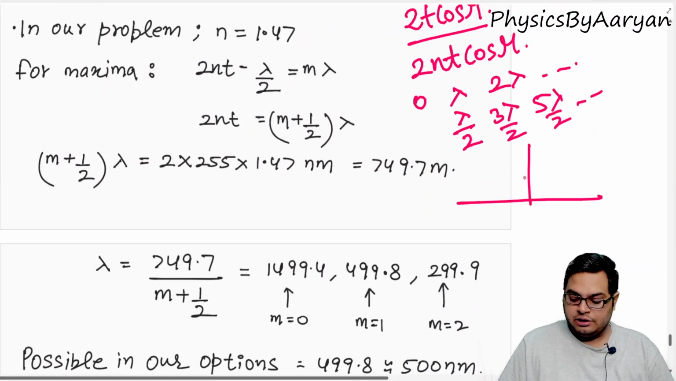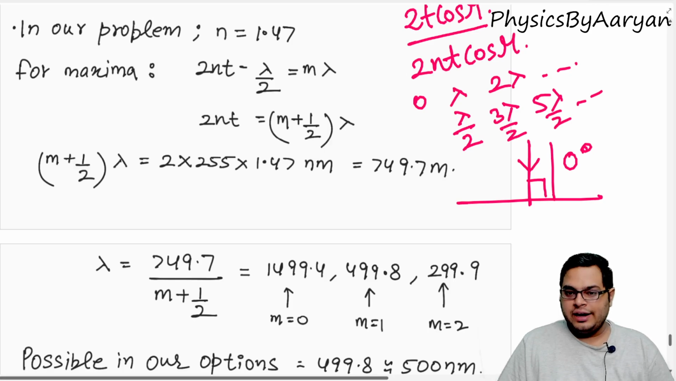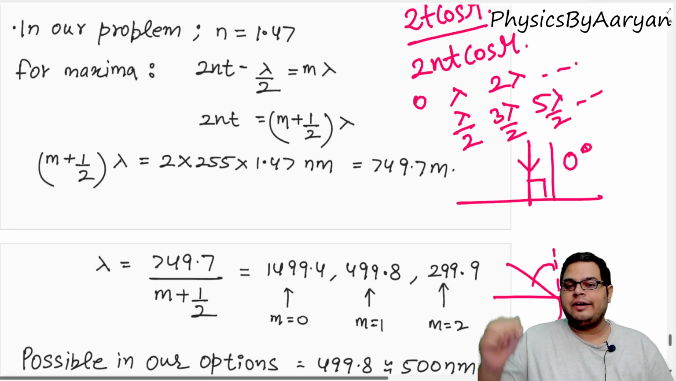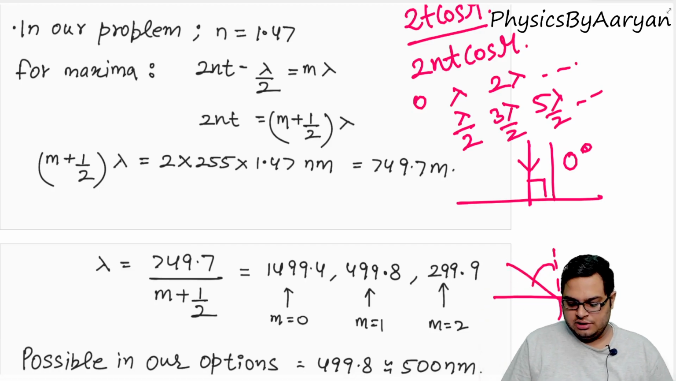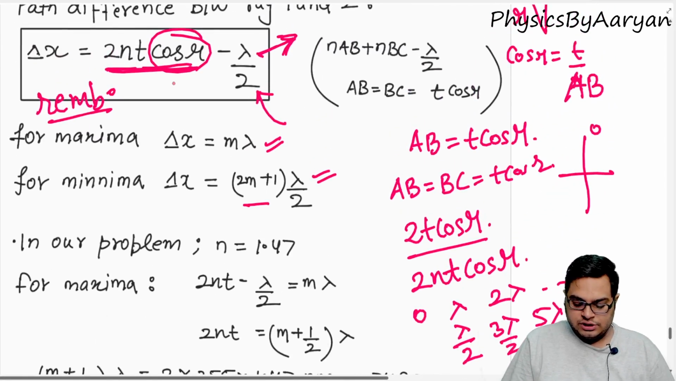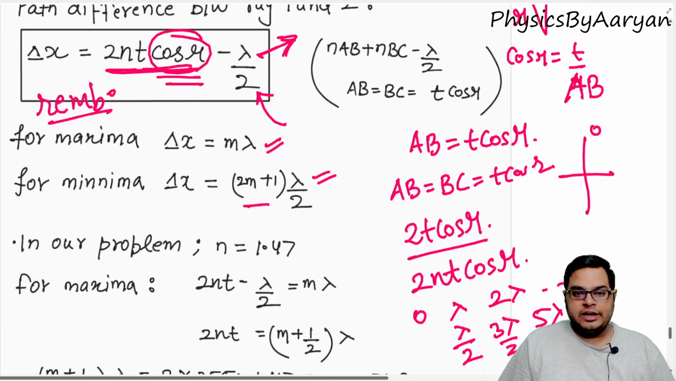If light is coming like this, this is your normal and this is your light. The angle between them is 0 degree. Angles are always taken with the normal. So if the light is coming normally, then the angle is actually 0 degree. So cos 0 is 1, and this is gone. So we get 2 nt minus lambda by 2.